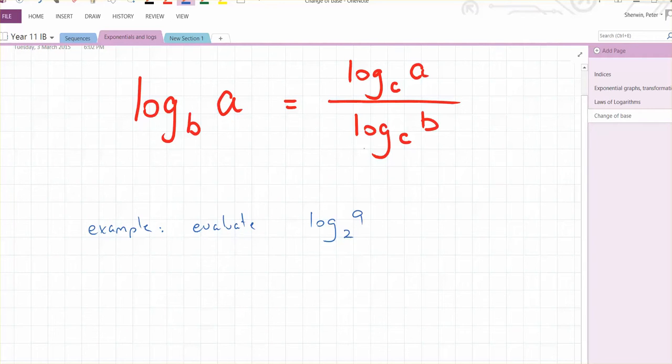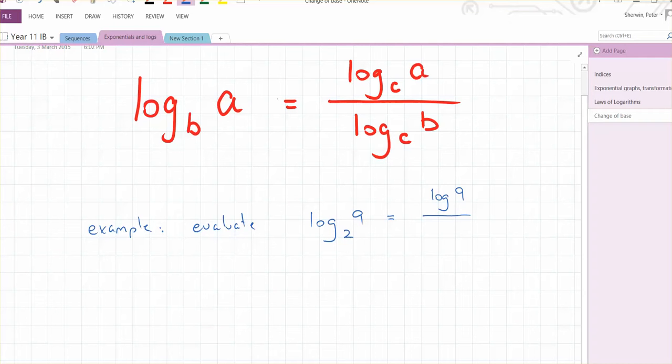So one way we could find the value of this is to change the base. Now, I know that my calculator will calculate base 10 for me, so when we change the base to base 10, in fact, I don't even need to write 10 there, do I? We've talked about this. If there's nothing there, we assume base 10. So let's get rid of that. Let's just say it's a ratio of log 9 to log 2.